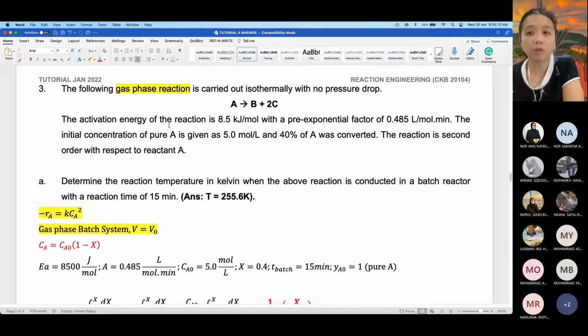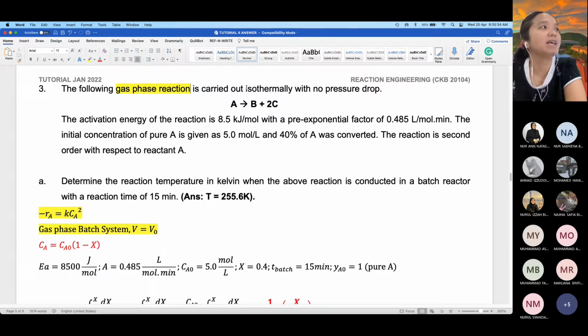So if you are working with a batch reactor, then it's okay, because for both phases the equation is the same. However, when you have flow reactors, continuous reactors such as PFR, CSTR, you know that the equations are completely different when it's liquid phase or gas phase. So in this case, it is gas phase. Okay. Then it says isothermally.